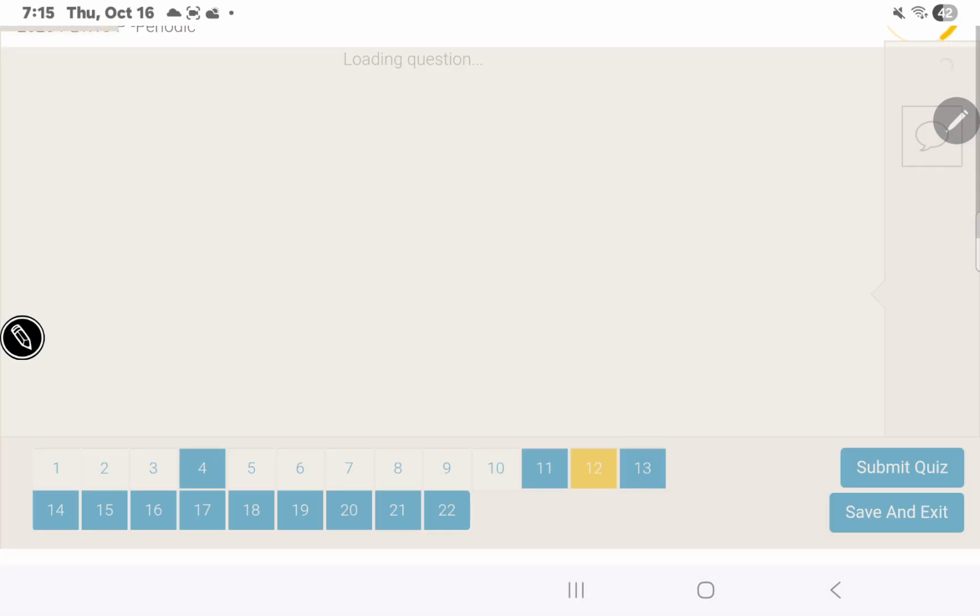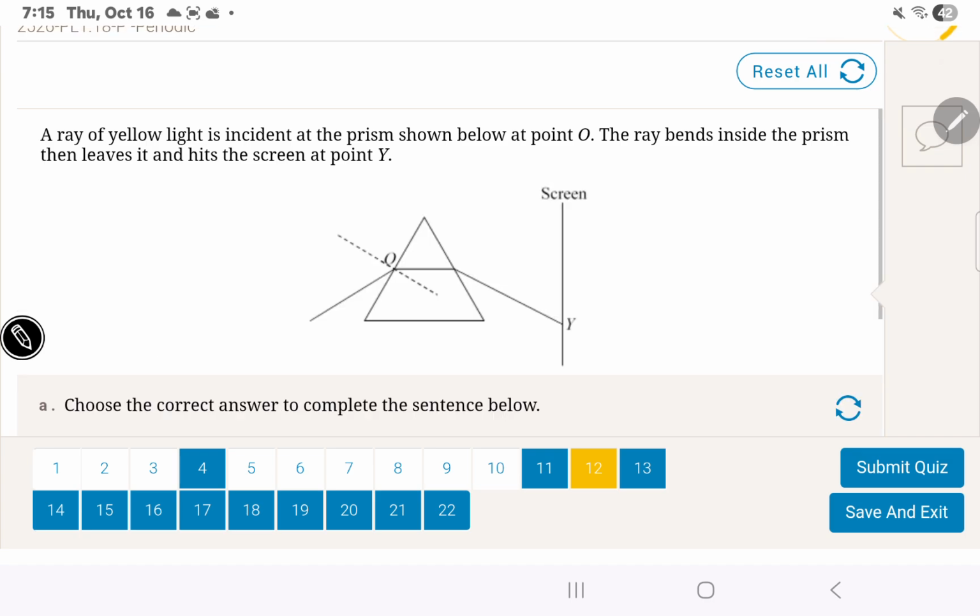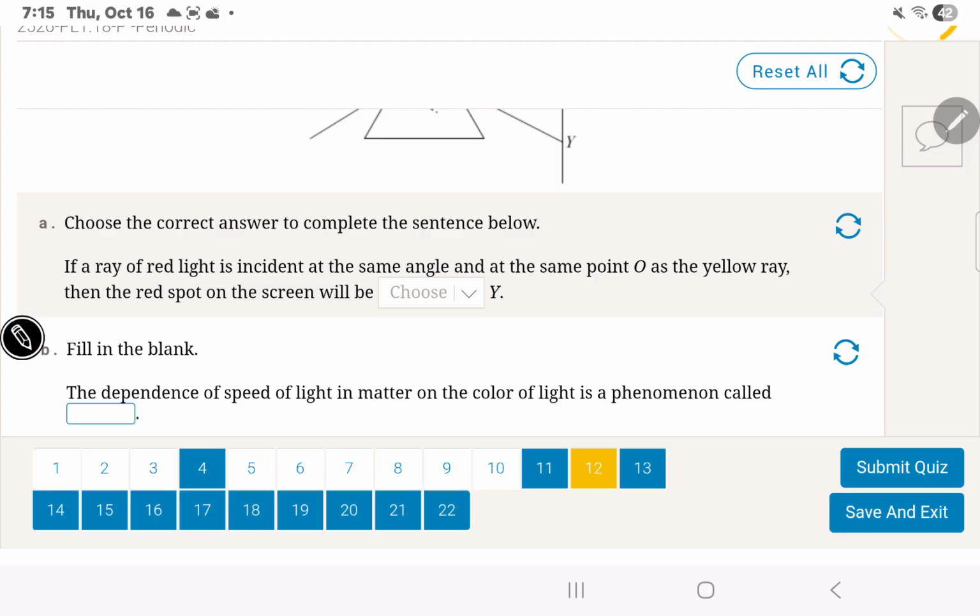Question number 12. A ray of yellow light is incident at the prism shown below. At point O, the ray bends inside the prism, then leaves it and hits the screen at point Y. Choose the correct answer to complete the sentence. If a ray of red light is incident at the same angle at the same point O as yellow ray, then the red spot on the screen will be above.